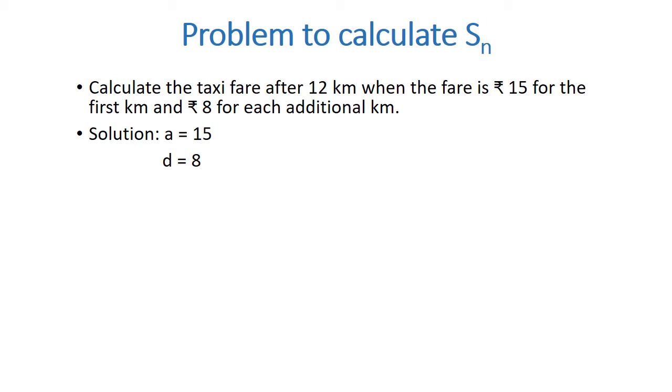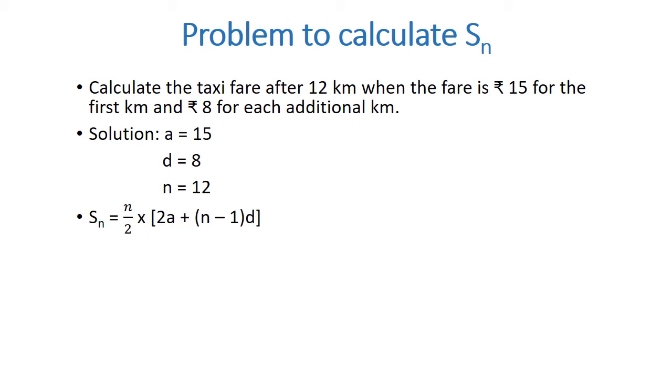Directly, you don't even have to write the AP. Directly from the question itself, you can understand by logic. How do we know D is equal to 8? Because they have given each additional kilometer. Every time we go one more kilometer, we have to add 8. Alright. N is equal to 12, yes, because they are totally 12 kilometers.